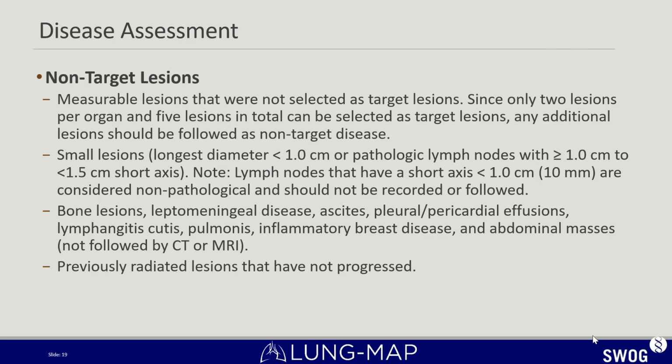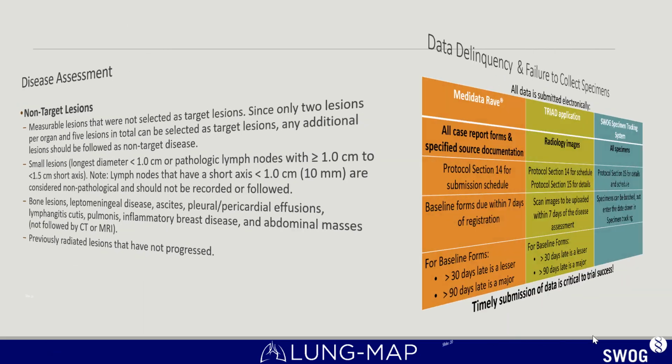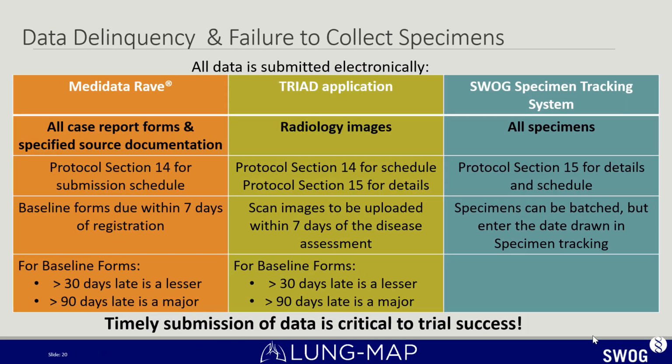So you want to make sure that the measurable lesions that were not selected as target lesions, small lesions are less than 1.0 centimeter or pathologic lymph nodes with greater than 1.0 centimeters to less than 1.5 centimeters on the short axis. Bone lesions, leptomeningeal disease, ascites, pleural or pericardial effusions, lymphangitis cutis, pulmonis, inflammatory breast disease, abdominal masses not followed by CT or MRI, and previously radiated lesions that have not progressed. Those are all considered non-target lesions.